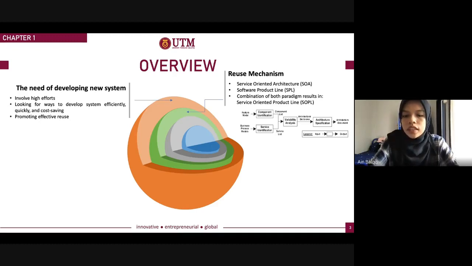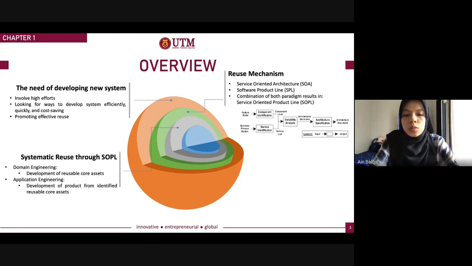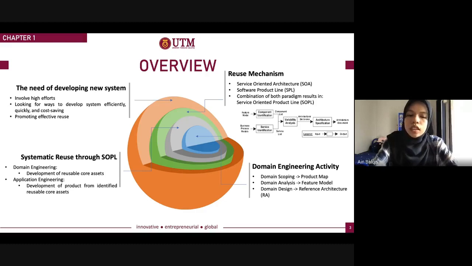SPL aids SOA by providing a systematic reuse approach, and the combination of these two paradigms is regarded as service-oriented product line. Two main activities involved in service-oriented product line are domain engineering activity and application engineering activity. Domain engineering functions to analyze the reusable core assets, while application engineering provides the development of products from identified reusable core assets. For this study, we are focusing on developing core assets in domain engineering activity.